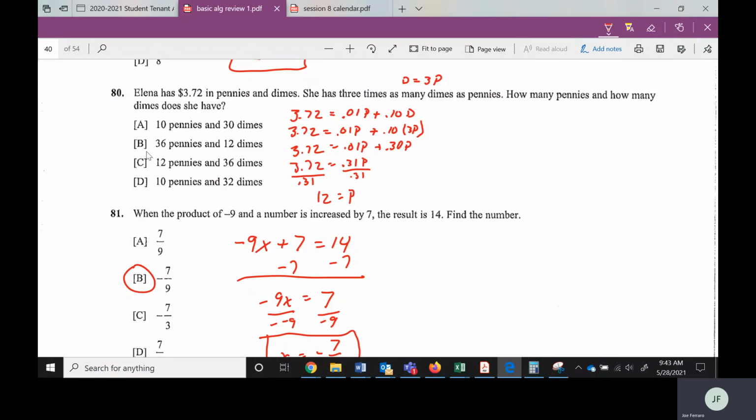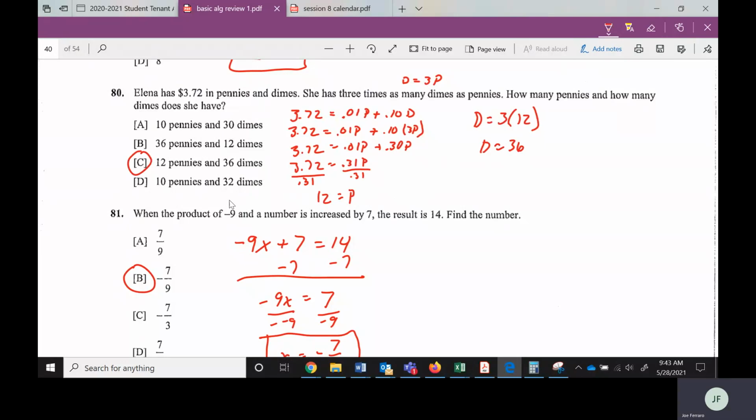So again, because there's only one choice with that, that should be the right answer. But if not, we plug it in up here. It says the number of dimes was 3 times the number of pennies, which we say is 12. So D equals 36, which it is.